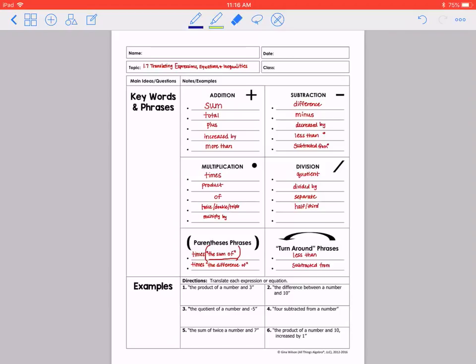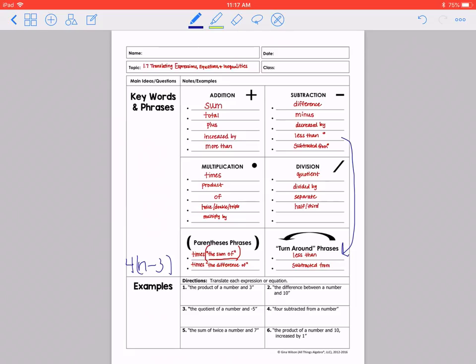And then there's something called parenthesis phrases where it says times and then the sum of, or times and the difference of. And what I mean by that is, for example, if you had 4 being multiplied by, so having the distributive property, a number subtract 3. Then there's something called the turnaround phrases that are related to what's up here because it's exactly what it says. You're going to be thinking kind of backwards with how you write your expressions and equations.